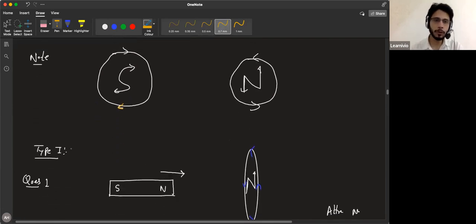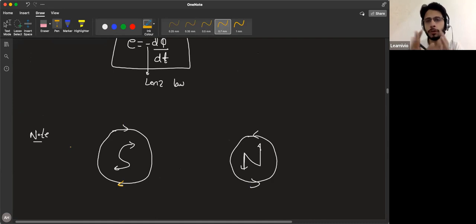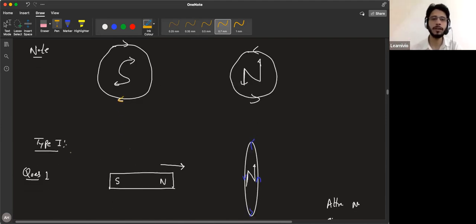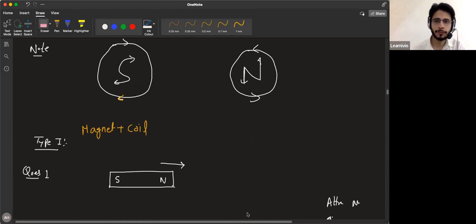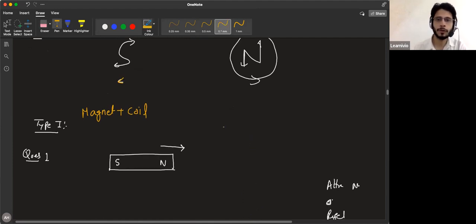The questions that you will get in Lenz's law, I divide into 3 categories. All questions will fit in one of those categories. The first category is, you will have a magnet, and along with the magnet, you will have a coil. So this is your coil.